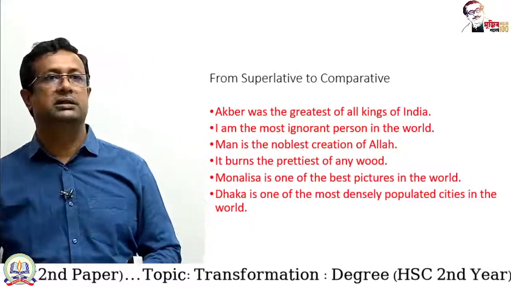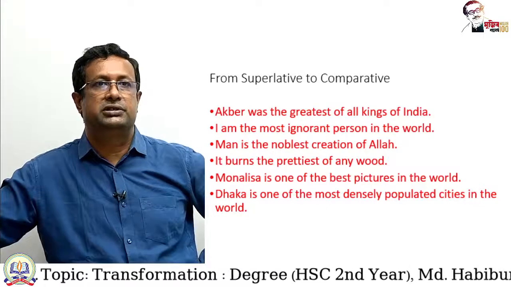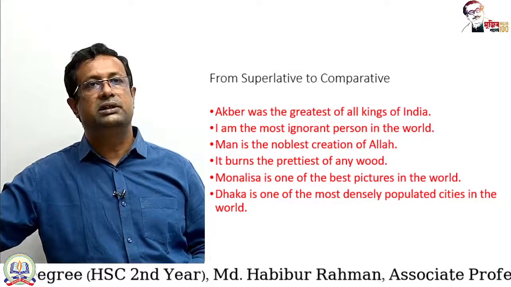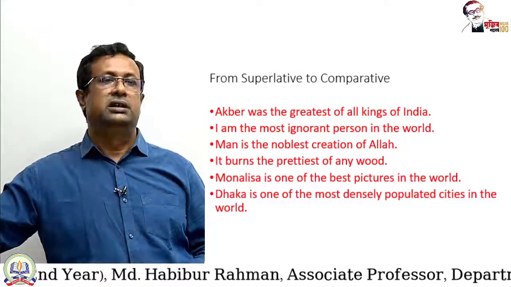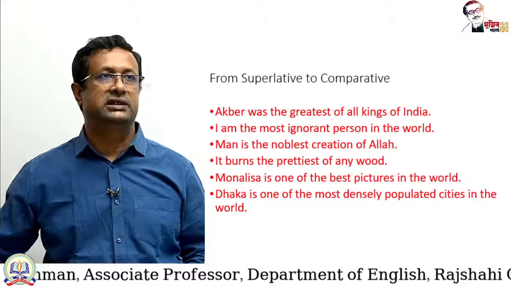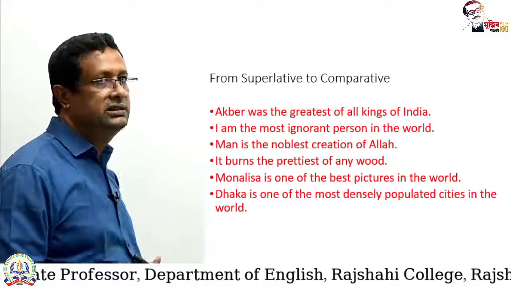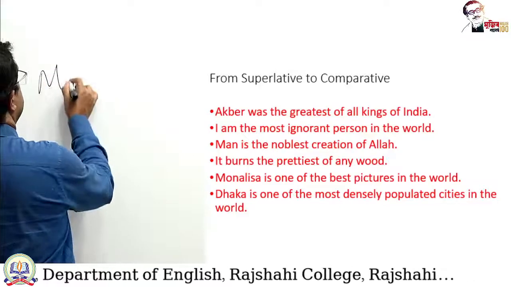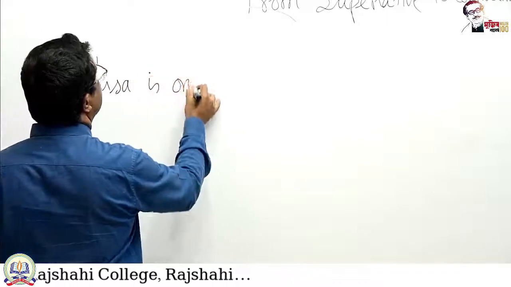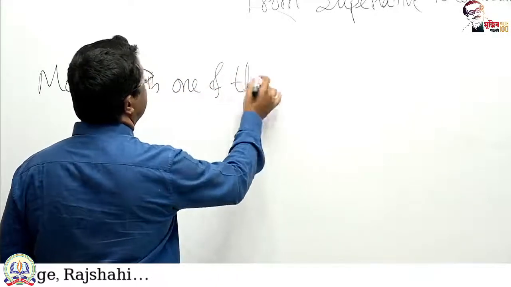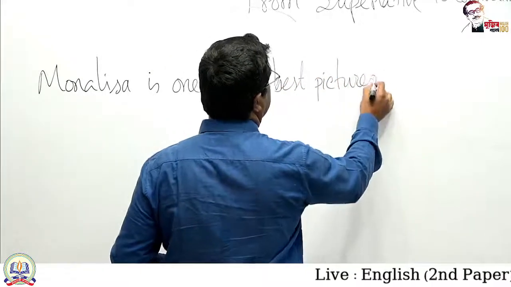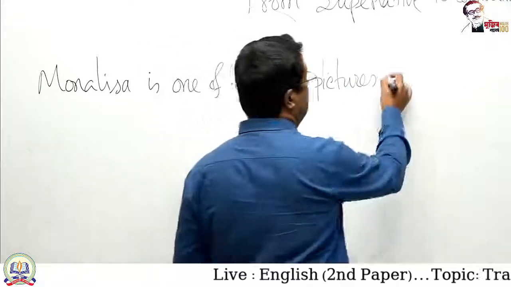But it may be that Nazrul is one of the greatest poets in the world. Then you have to know that Nazrul is not the only person in the greatest form. There are some other poets who are of the same status. Okay. So Mona Lisa is one of the best pictures in the world.